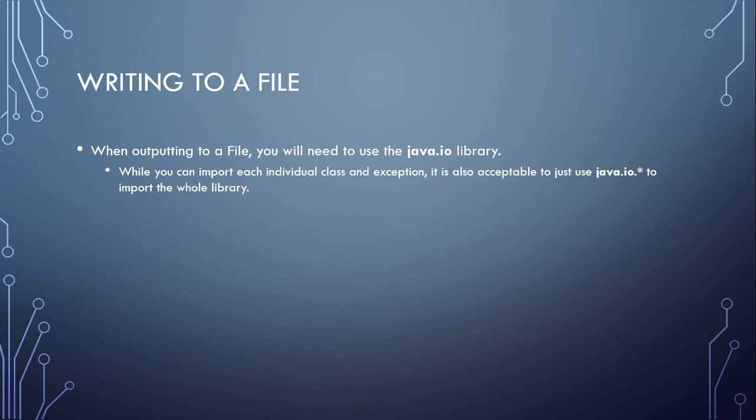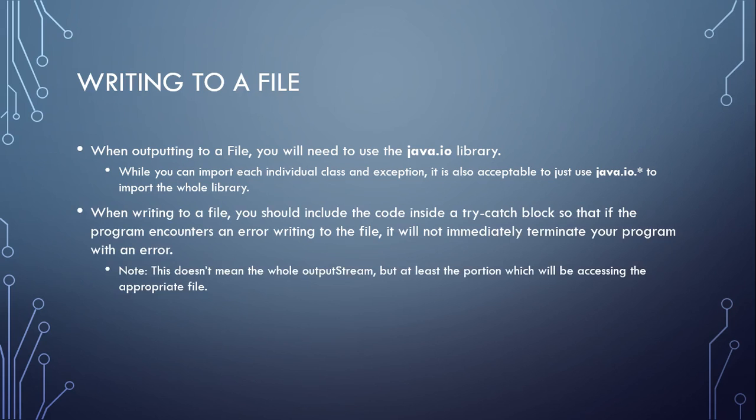So you can import FileReader, IOException. You can import all those individually, or you can use the asterisk there to import the entire library. Now, when you're writing to a file, you should include the code inside a relevant try-catch block, so that if the program encounters an error when you're writing to the file, it will not immediately terminate your program with an error. Now, note this doesn't necessarily mean the whole output stream has to be encapsulated within the try block, as you can see within the examples I provided. However, at least a portion of your code, particularly the part that has to access the file, needs to be in the try-catch block.